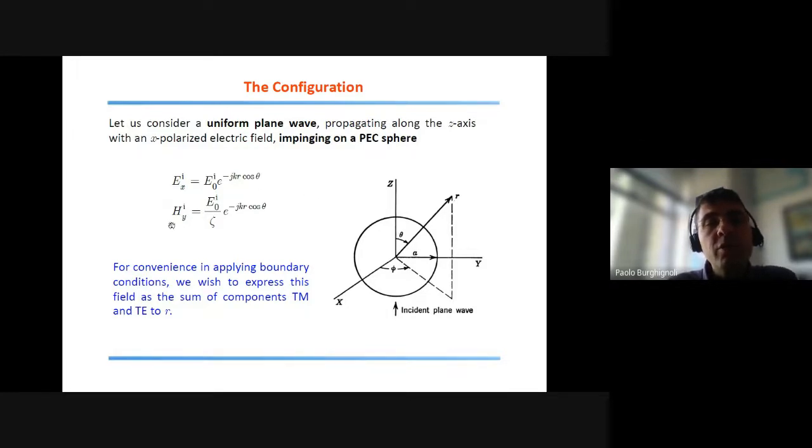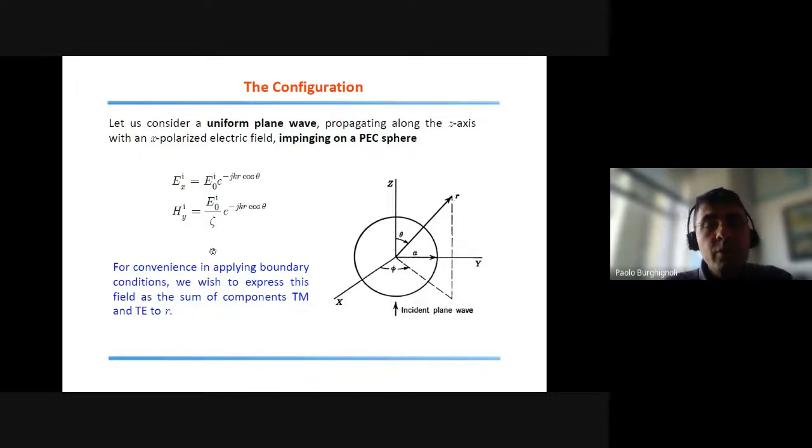So its expression in spherical coordinates for the electric and magnetic fields, which are purely transverse with respect to the z-axis of propagation, is given by these two very simple expressions. The dependence on the spherical coordinate is via two simple exponential functions. And in the exponent, you will find the radial coordinate r and the cosine of the angular coordinate theta.